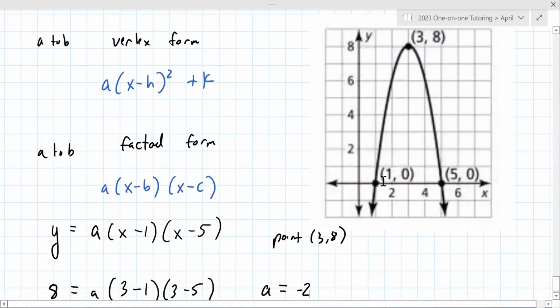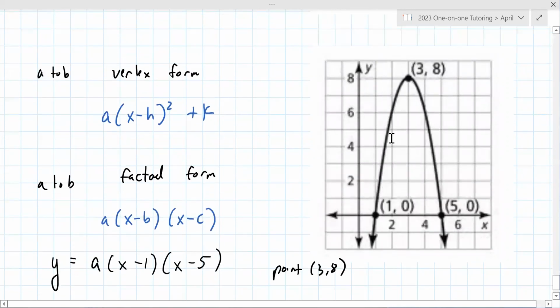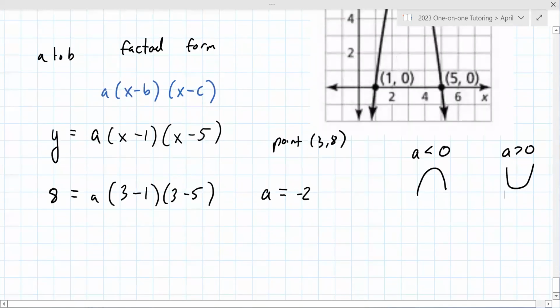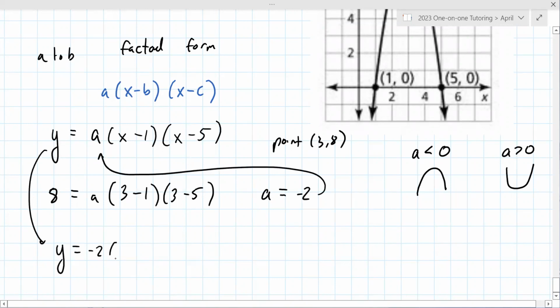And is that consistent with the graph? Does that correspond to what's happening here? Think about the minus sign. Probably. Okay, so when a is less than 0, it opens down. A greater than 0, it opens up. That's what I was asking, because you want to know your answer is somewhat reasonable. So now this goes in here. So it's y equals negative 2 times (x minus 1)(x minus 5).